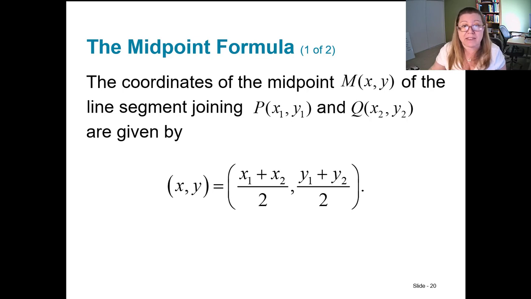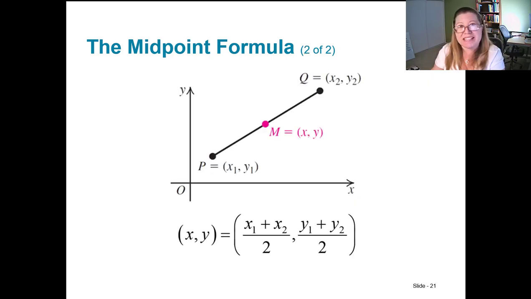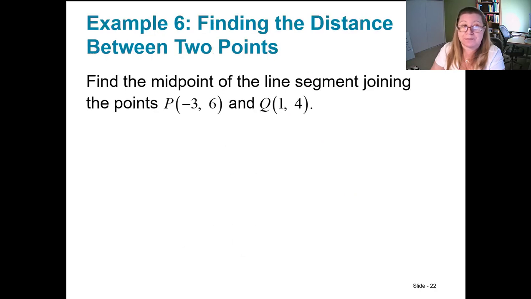A little bit of math: x1 plus x2 divided by 2, because it's 2 points, and I'm finding the midway point of the x's. And then I'm finding the midway point of the y's, so y1 plus y2 divided by 2. Graphically, here's what it looks like. I have 2 points, we'll call them P and Q, and I want to find the midpoint. M is the midpoint, and it's just the average of the x values, comma, average of the y values. Let's take an example.